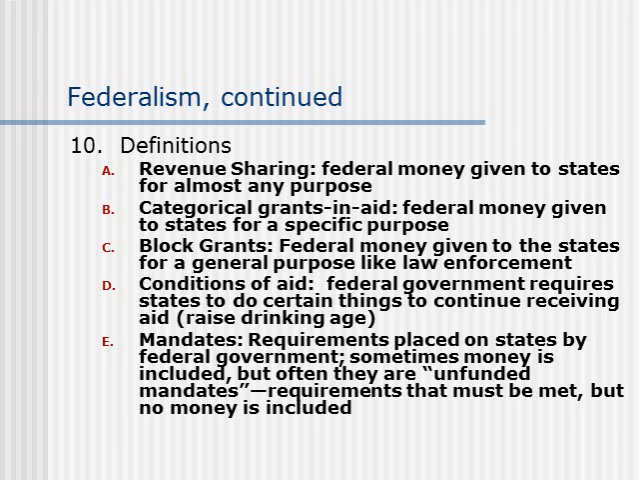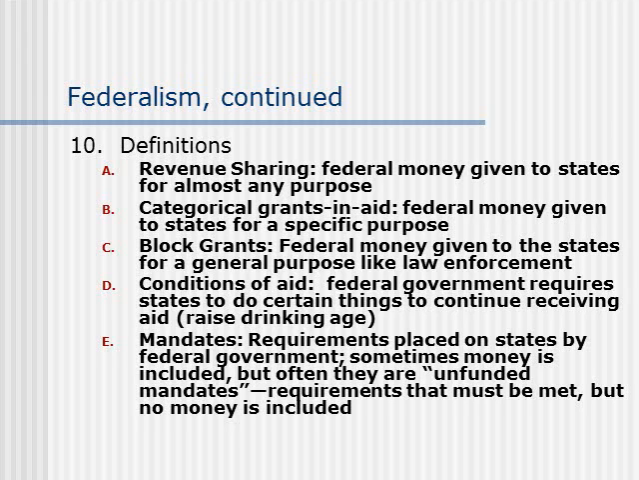So, definitions that deal with grants. Revenue sharing: federal money given to states for almost any purpose. This is an early form of grant. Back when the federal government was small and it ran a surplus, it would basically give a portion of the surplus to each of the states. But that's not really what they do anymore.